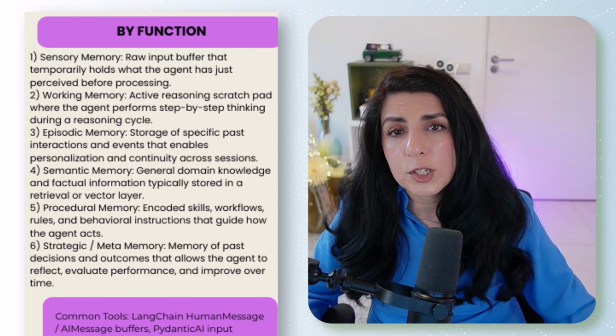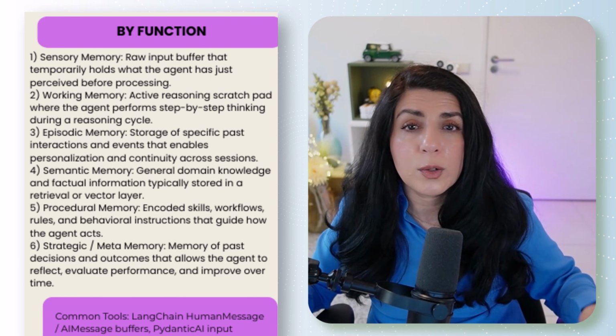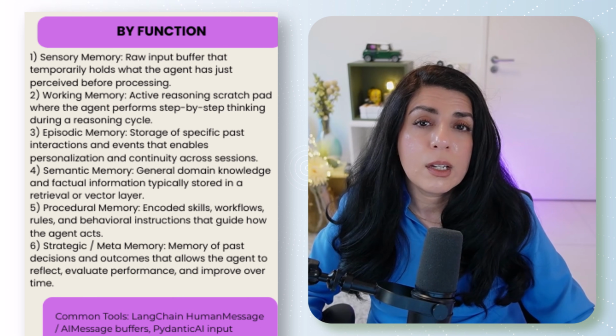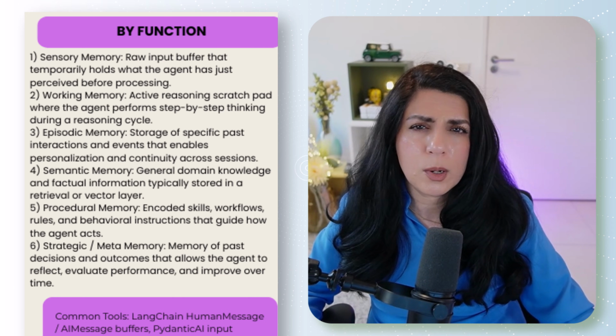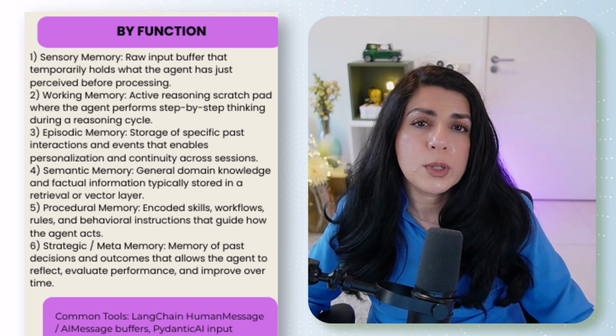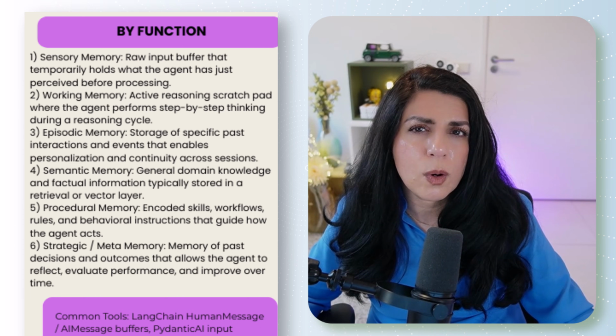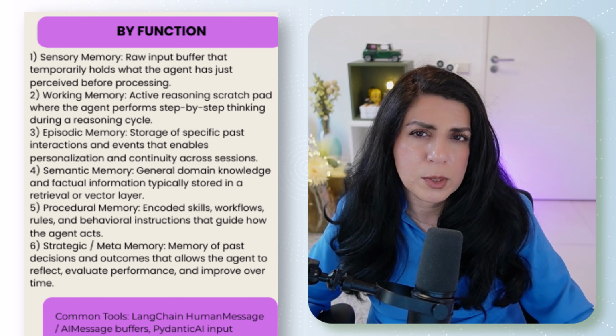Then we have procedural memory: skills, workflows, and behavioral rules, encoded in the system prompts and tool definitions. This is why prompt engineering matters at scale. Examples are CrewAI task definitions, and DSPy for programmatic prompt optimization.